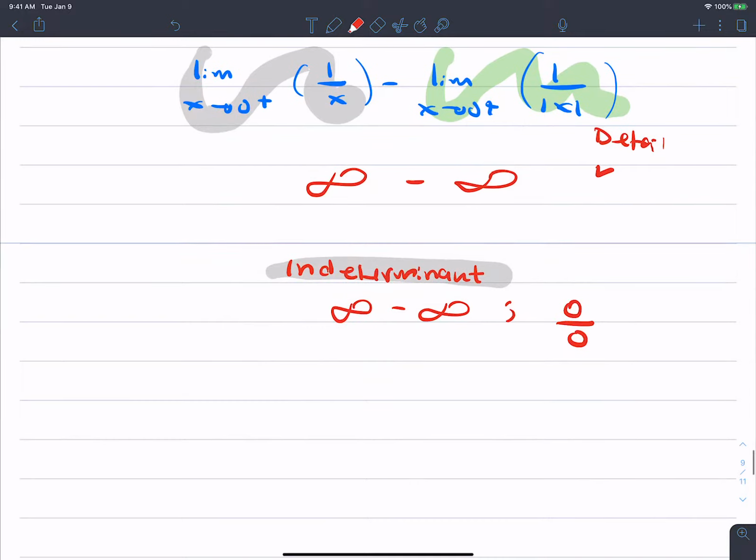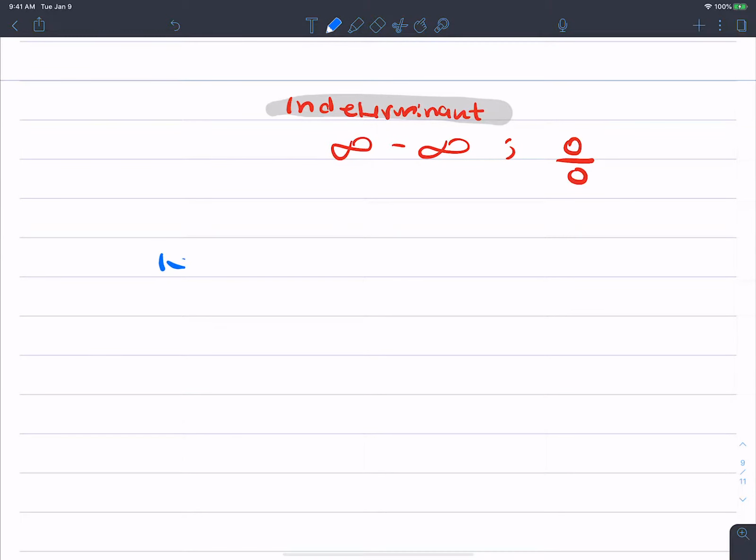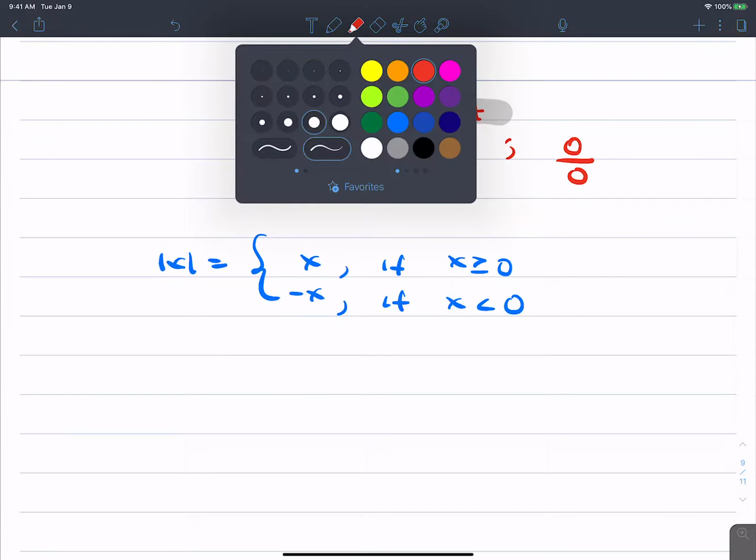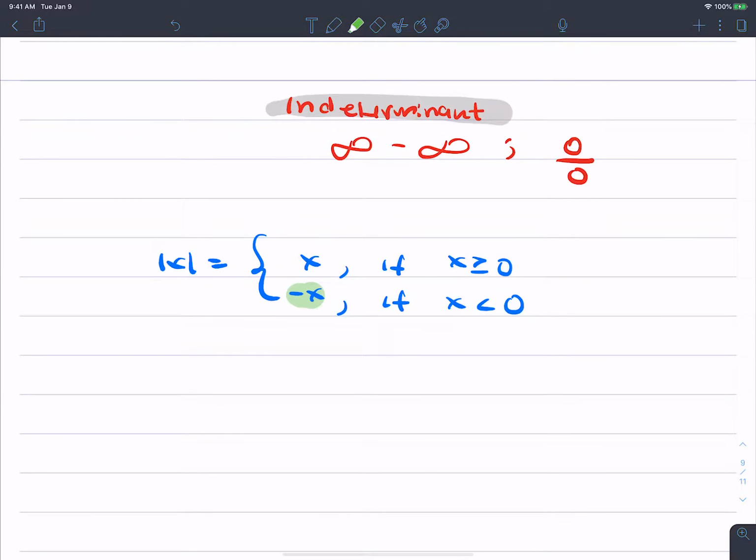And the absolute value is a piecewise function. You already know, we wrote the definition down a few times. The absolute value of x is x if x is greater than or equal to 0, and its opposite, negative x, if x is negative. So keep in mind, when x is negative, it's negative x.